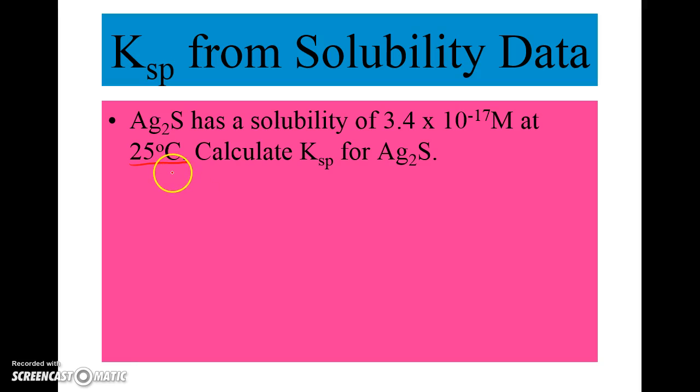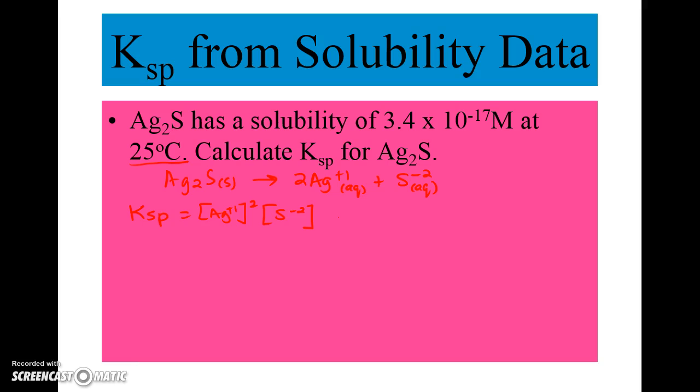Well, first we have to write the reaction. Ag2S solid becomes 2Ag+ aqueous plus S2- aqueous. We're going to go ahead and write our Ksp expression. So Ksp is equal to [Ag+] squared times [S2-].